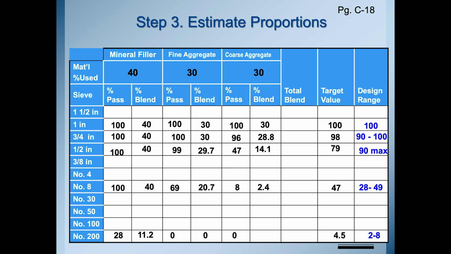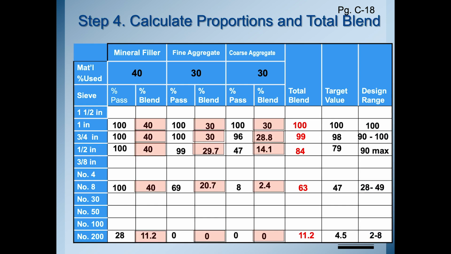So now, let's look at the blends for each one of those. If you take each one of those and you fill in the percent blends like we just did, and you take those numbers and you total them like we did on the first example where we only had two aggregates, it's just a 3 aggregate system now, and you're doing exactly the same thing as we did before. So for the 1-inch sieve, you take the 40% blend for the mineral filler and the 30% of the blend for the fine aggregate and the 30% of the blend for the coarse aggregate, and you total those together and you get 100% of the total blend.